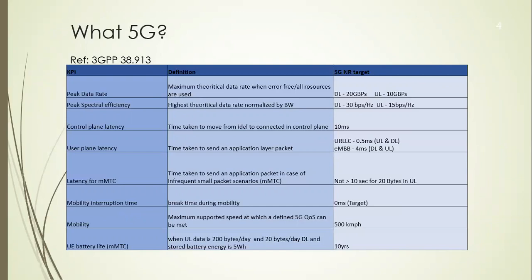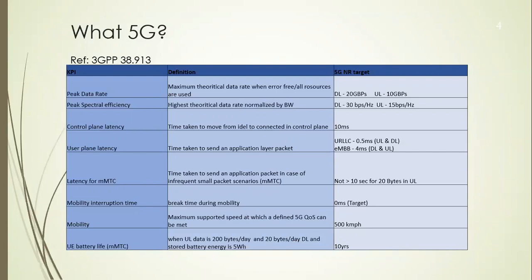So what are these KPIs? Let's see. Peak data rate. This is the maximum theoretical data rate if you eliminate any errors and use all the resources that are available. The target is 20 Gbps for downlink and 10 Gbps for uplink.